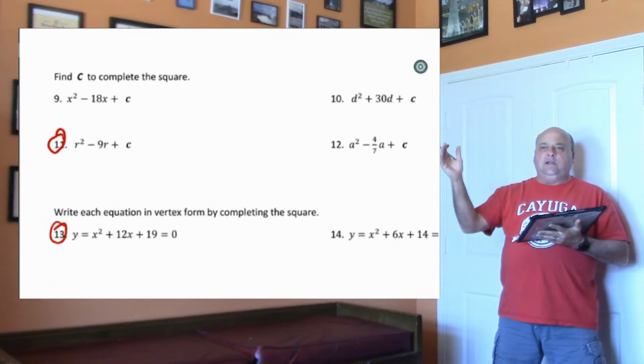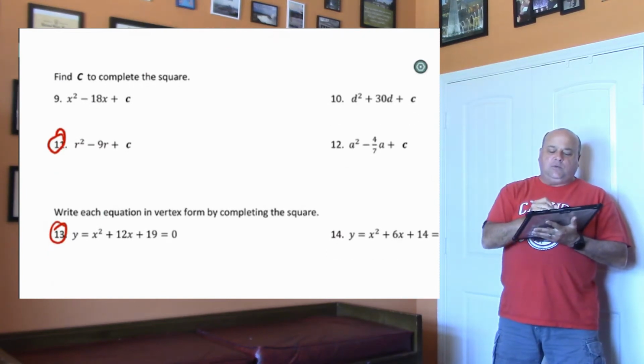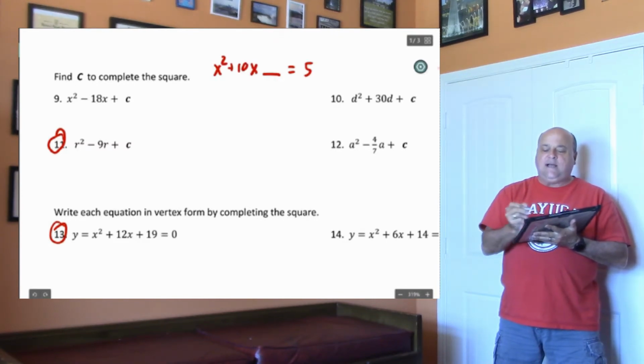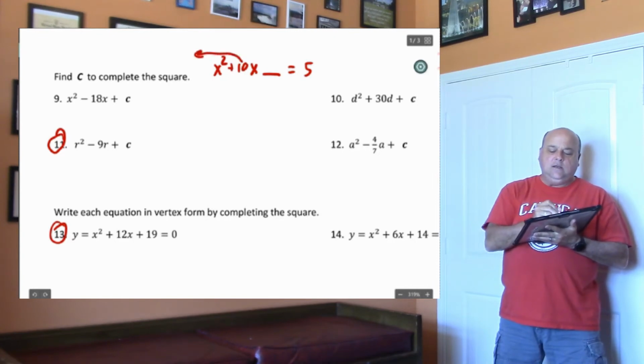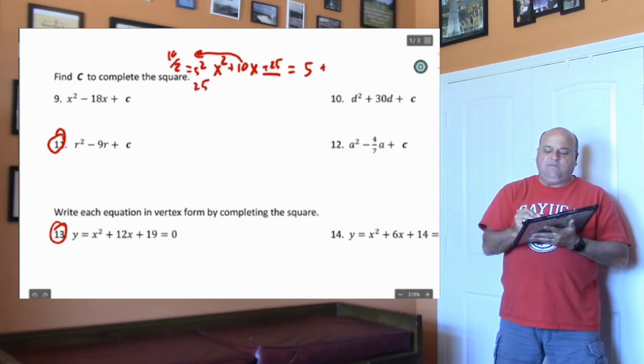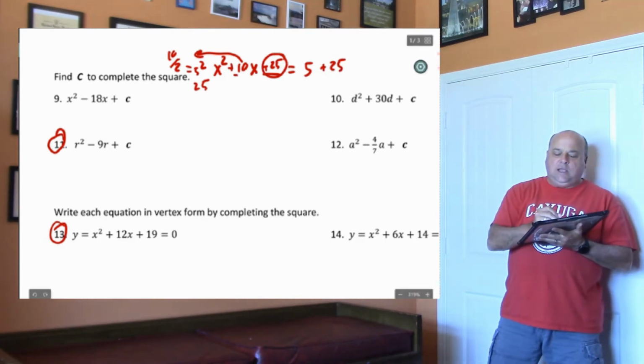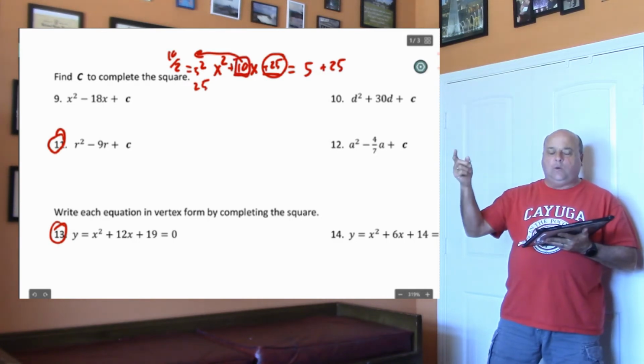Find c to complete the square, okay? So remember on these right here, we did, let's say, x squared plus 10x. Then we had a blank, let's say, equals 5. We took the 10, divided it by 2, and then squared, right? So on this one, I would add 25 to both sides, wouldn't I? This number right here is the number that completes the square. And you get it by taking this number and dividing it by 2 and squaring it.